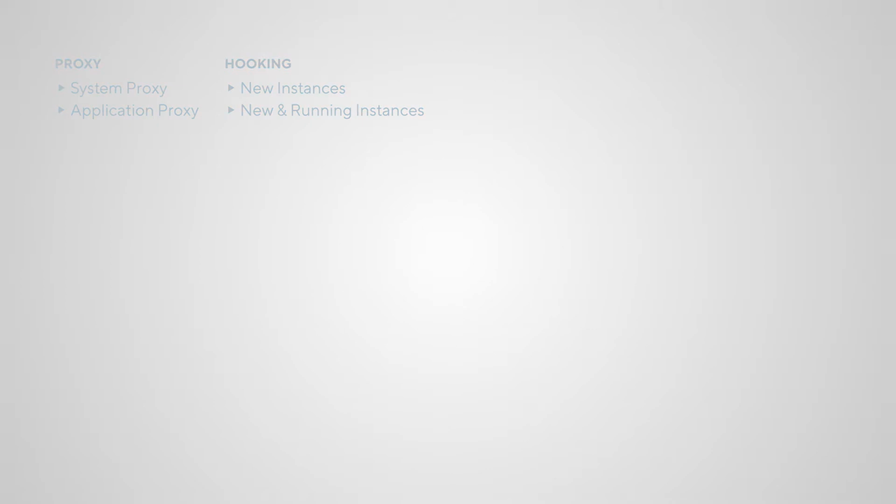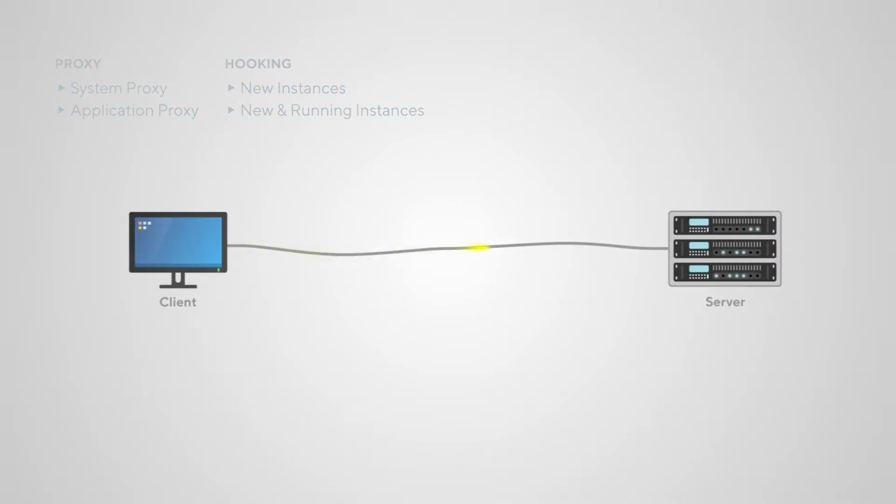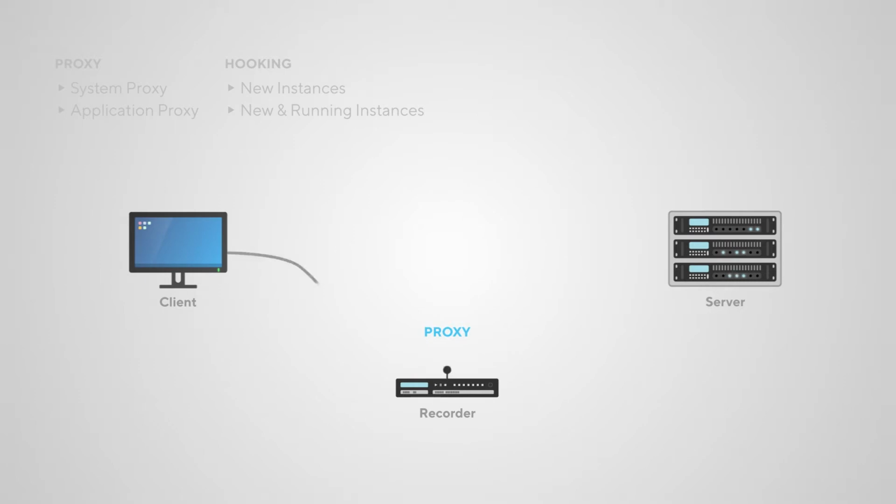Our starting point is a client that connects to a server. The Silk Performer recorder is supposed to record their communication. When using the proxy approach, the client is configured to perform the communication through the recorder, so the recorder acts as a proxy. For this scenario, the HTTP protocol with the port 8080 is used.